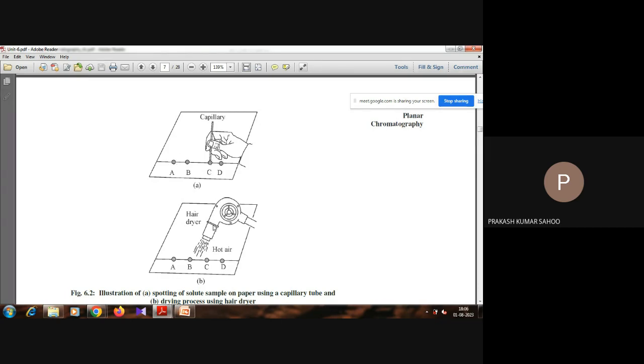Then I have to dry it with the hair dryer, which will blow hot air. So with the help of the hair dryer, I will dry it. Then after drying, I have to put again one drop. Then again the drying is continued. Then a third, and maximum it will be 3 to 4 times. After putting these samples and drying all the samples, we have to put these in a chromatogram.